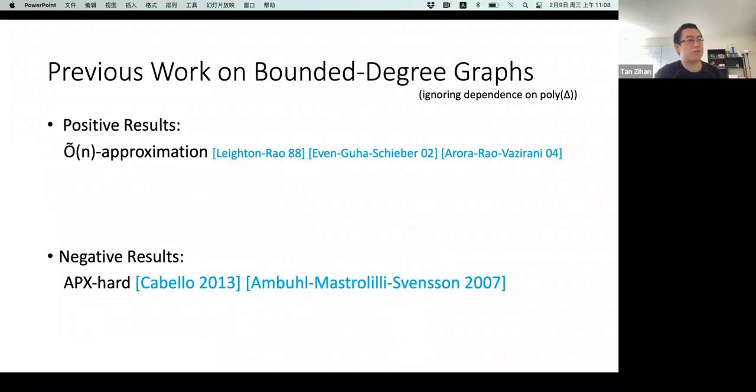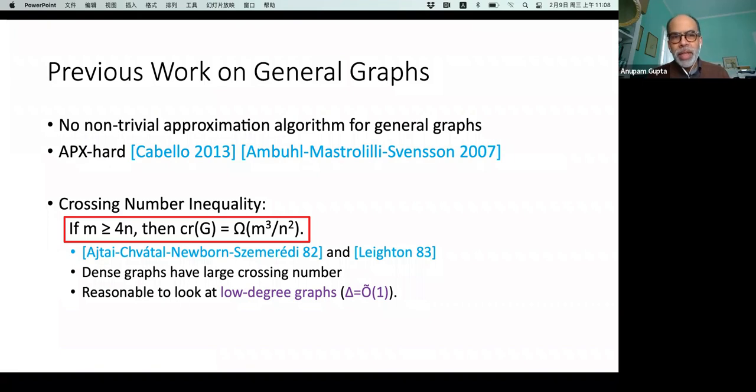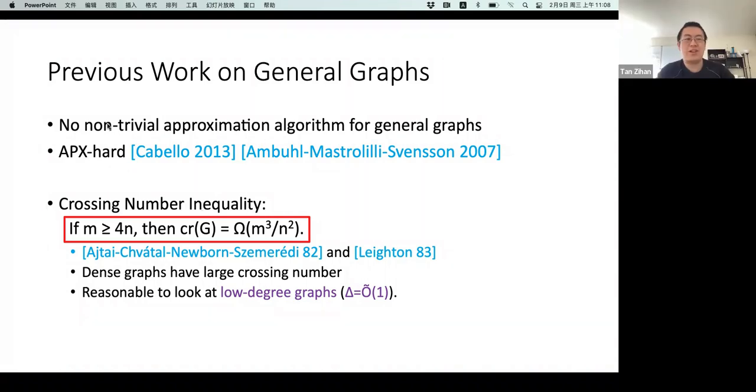And what are Zihan, question for you. So in this regime, can one get a good approximation algorithm if m is bigger than 4n? Then it's like no non-trivial approximation is known for general graph. If just say that graph is a little bit dense. Okay. No non-trivial. Yeah. Awesome.